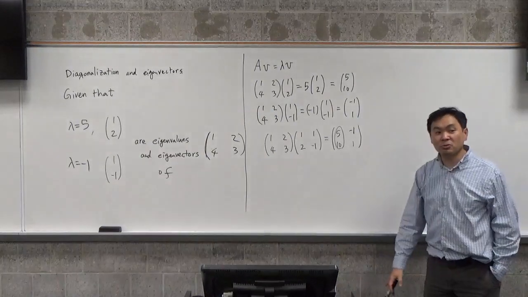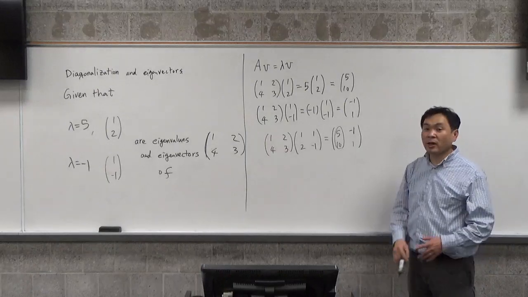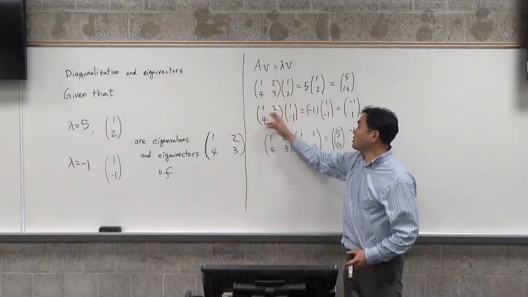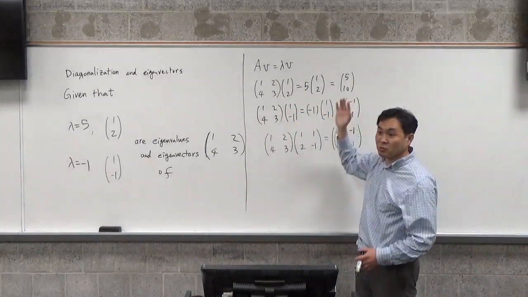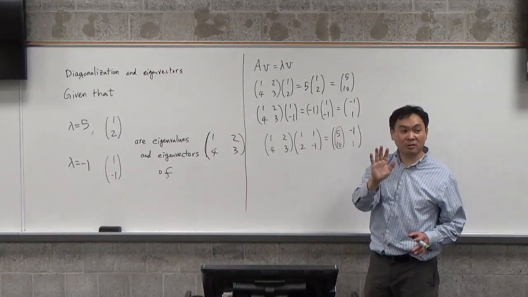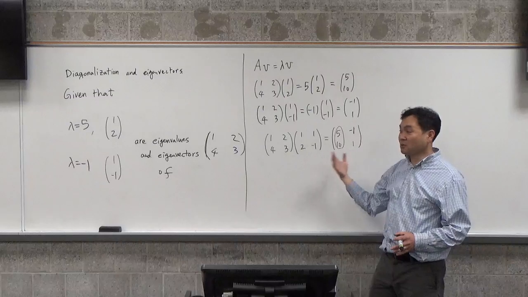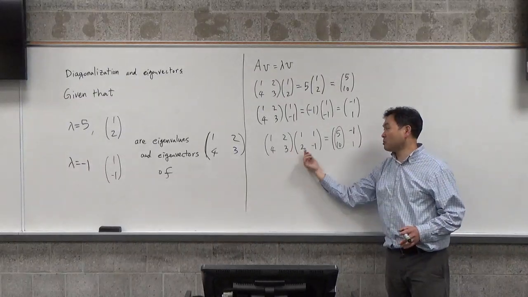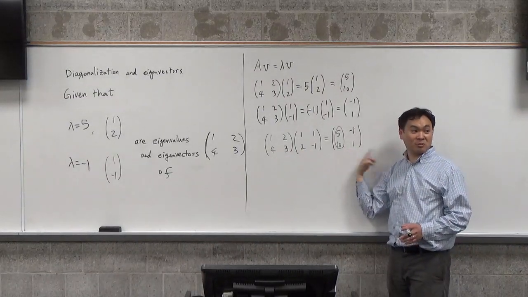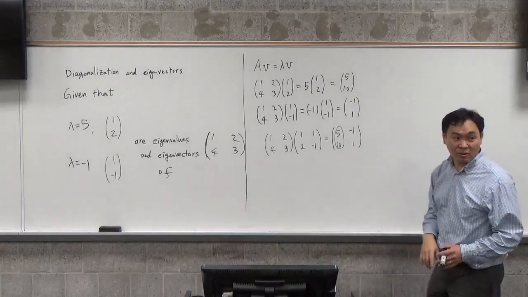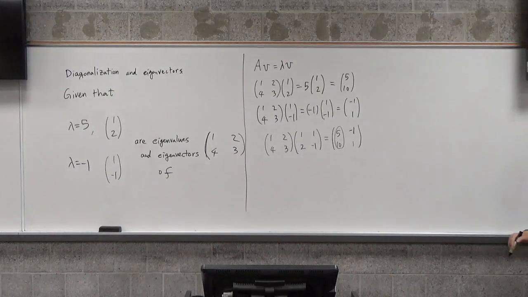So the first thing to note is that if you have matrix multiplication results column-wise like that, you can put the columns next to each other, and then the result of a matrix times a bunch of columns is the same thing with columns.